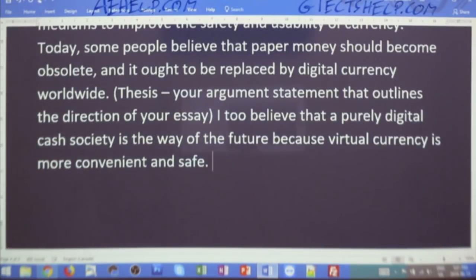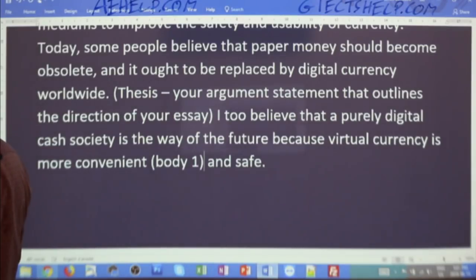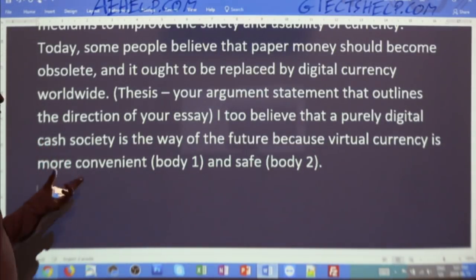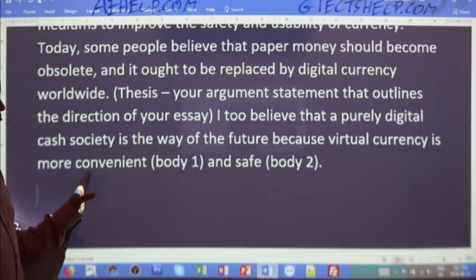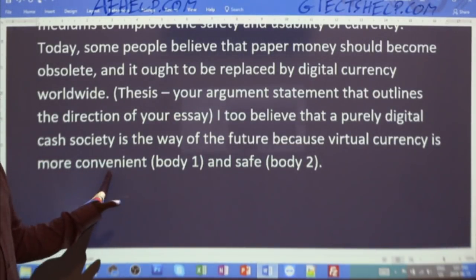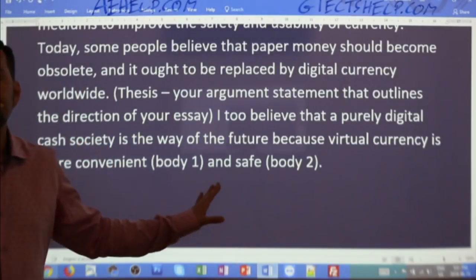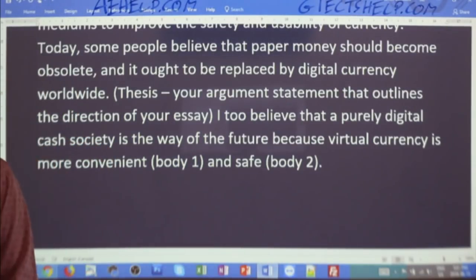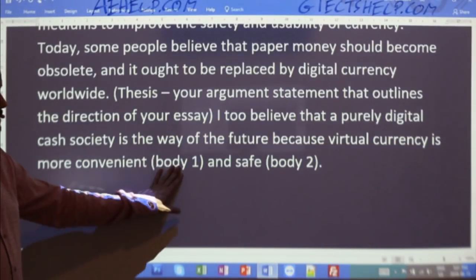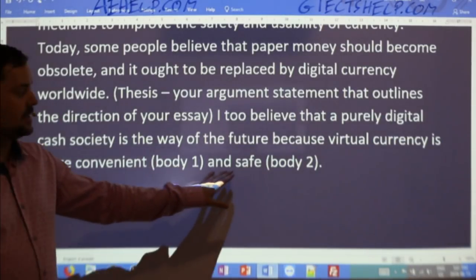So here, this is obviously my body paragraph 1. And this is my body paragraph 2. Okay? Why did I choose, this wasn't by accident, why did I choose to put convenient first and safe second? So why did I choose to write convenient first as body paragraph 1 and then safe as body paragraph 2?